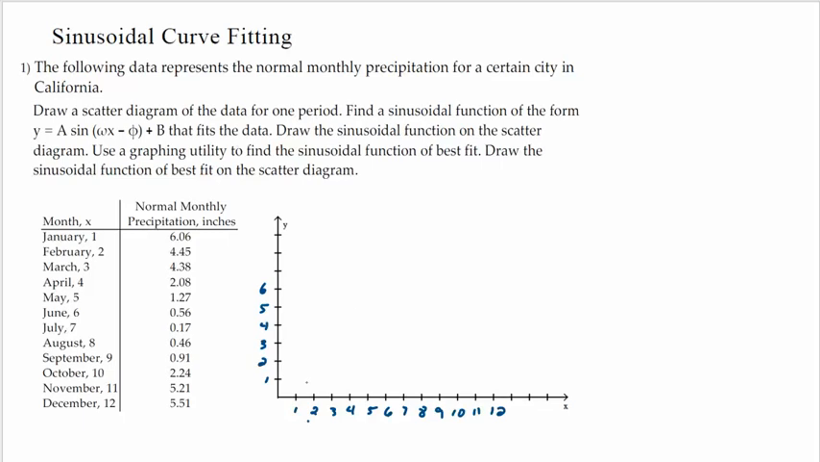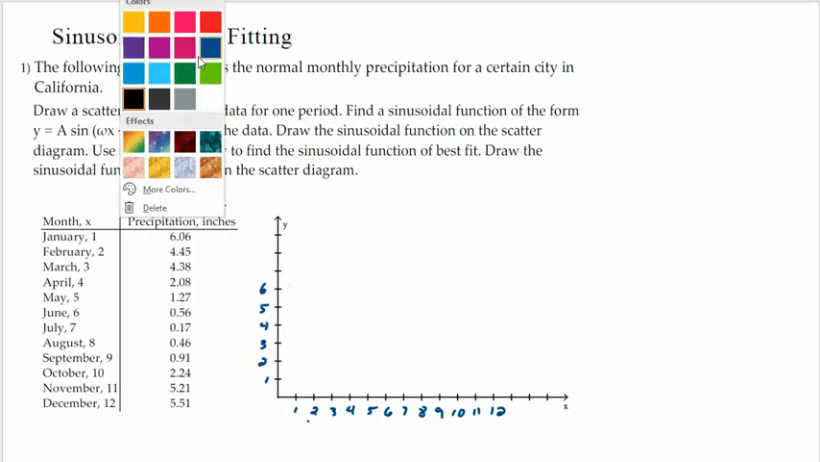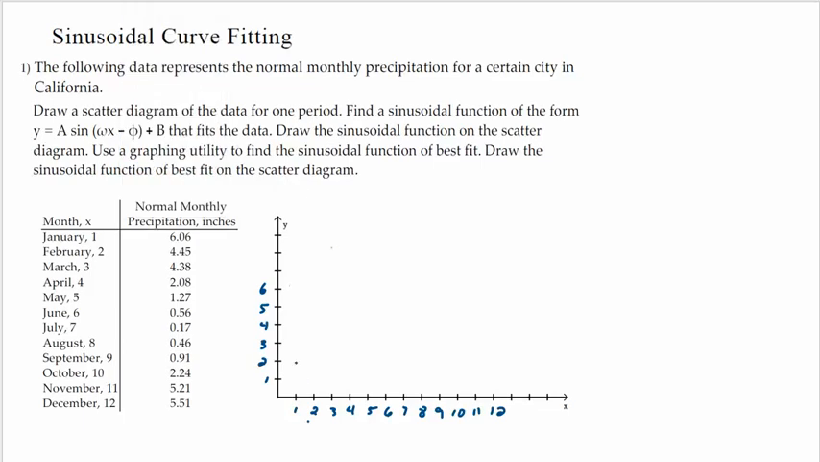So on January, we've got 6.06. It would be nice if this had some grid lines in it, but we get the idea. Oh, I'm going to need a darker pen. Let's do purple. Okay, let's try this one. So 1, 6. That's pretty good. All right, so 2, 4.45. 3 is a little bit lower than that. Again, just estimating here.